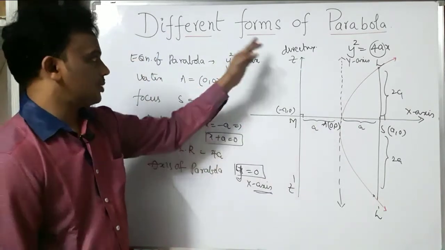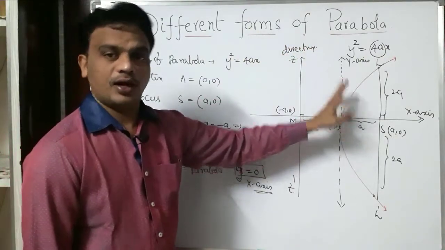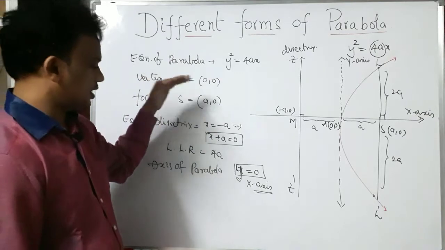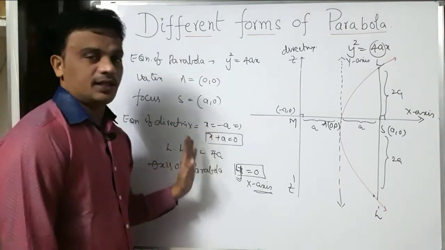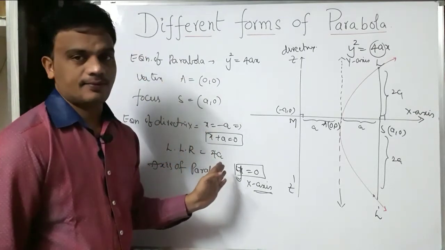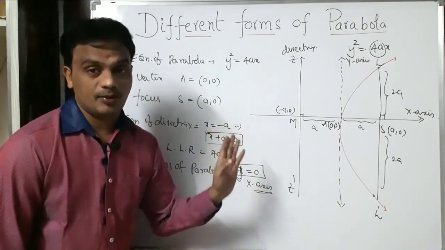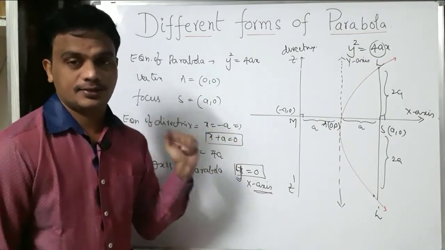And we will discuss the different forms of the parabola. For all those different forms, we will find the equation, the vertex, the focus, the equation of the directrix, and the length of the latus rectum, like this. So this is about the standard form of the parabola.